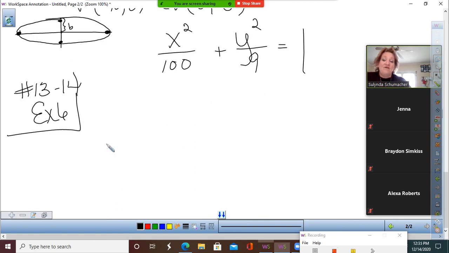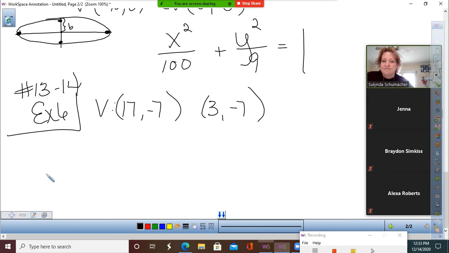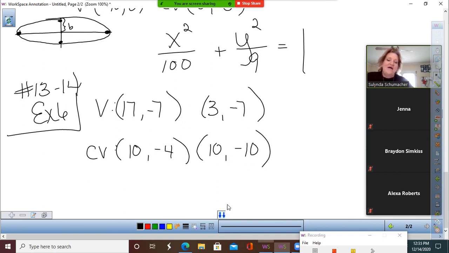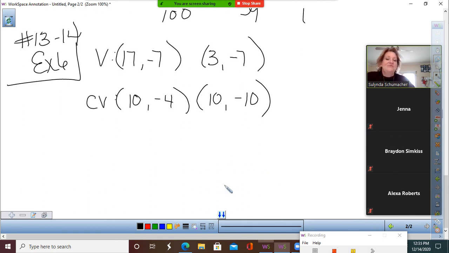Okay? So, let's say I have vertices at 17 and -7 and 3 and -7. Then I have co-vertices at 10, -4 and 10, -10. All right, so we have to figure out what our center is to begin with. Our center.